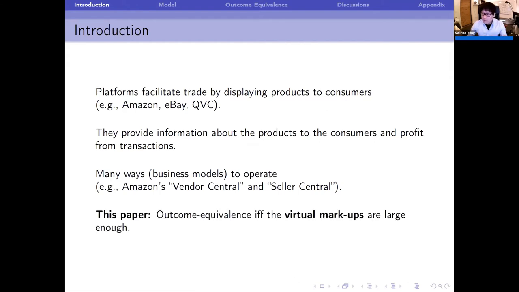And the main result of the paper is actually that, well, in some cases, business models don't actually matter. The main result is going to be that all the business models are going to be outcome equivalent if and only if some virtual markups are large enough. And I'll be more precise about what these virtual markups mean. Basically, you can think of virtual markups as a decreasing function of the seller's information rent or an increasing function of the demand elasticity of the market. Okay, so that's the motivation.